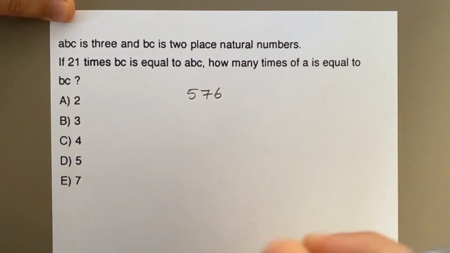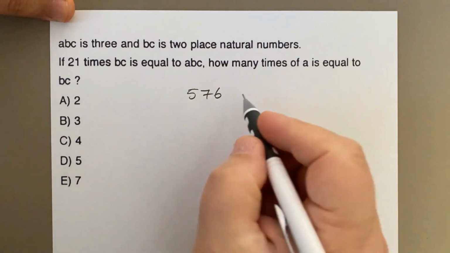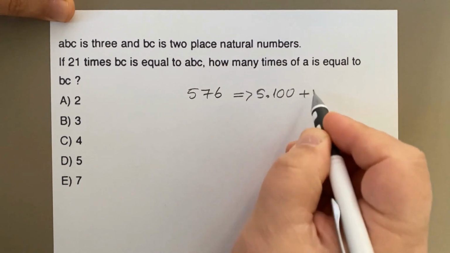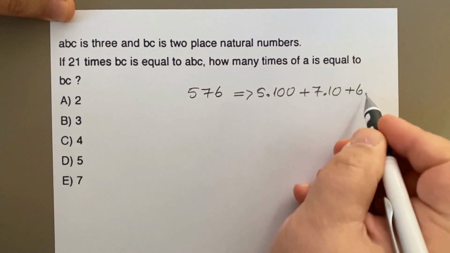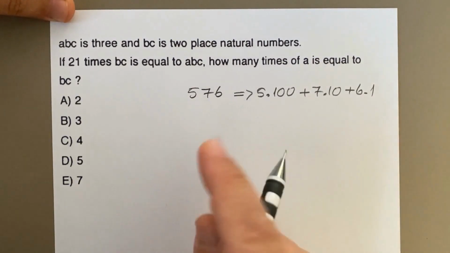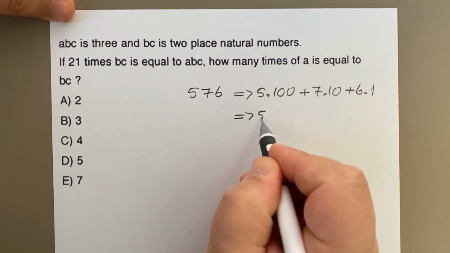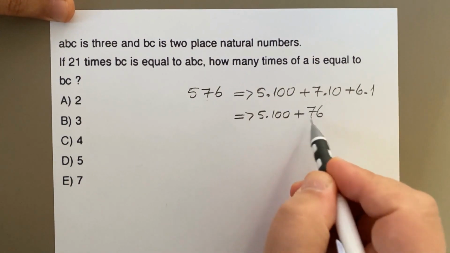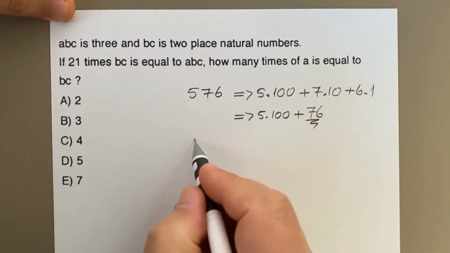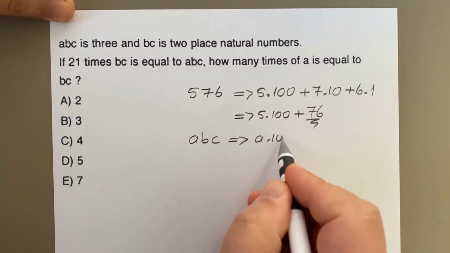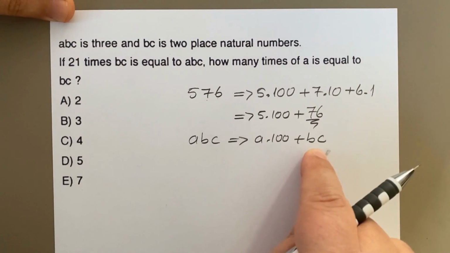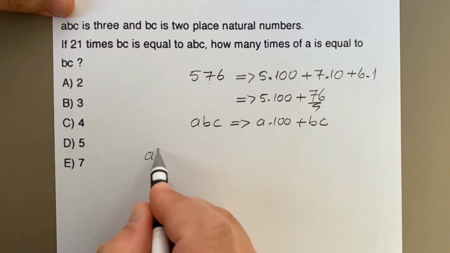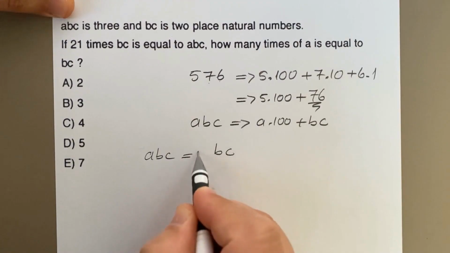Let's say we're given the number 576. When it says to analyze this, you can break it down like this, right? 5 times 100 plus 7 times 10 plus 6 times 1. But you can also break it down like this. Look, you can write 5 times 100 plus the 10 and 1 here as a 2-digit number without breaking it down. Now, when we apply this to ABC, I can write it as A times 100 plus BC, which is the 2-digit number. Now, when we look at the question, the number ABC is 21 times the number BC.